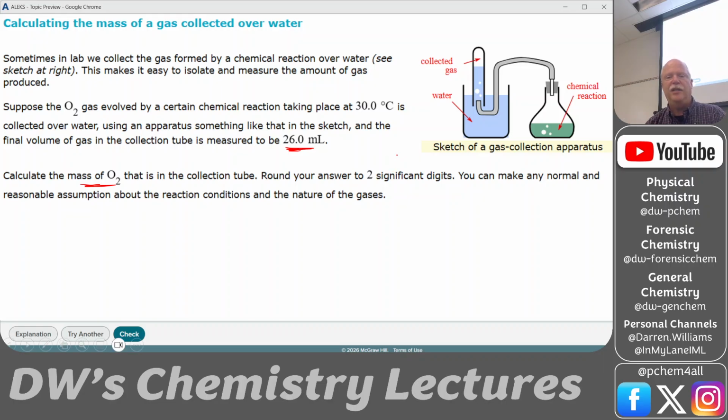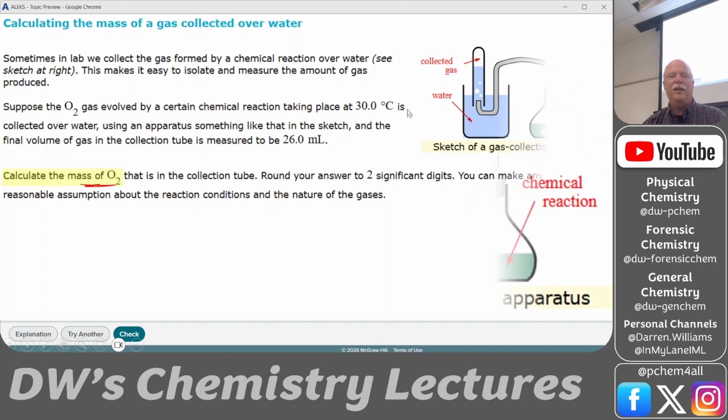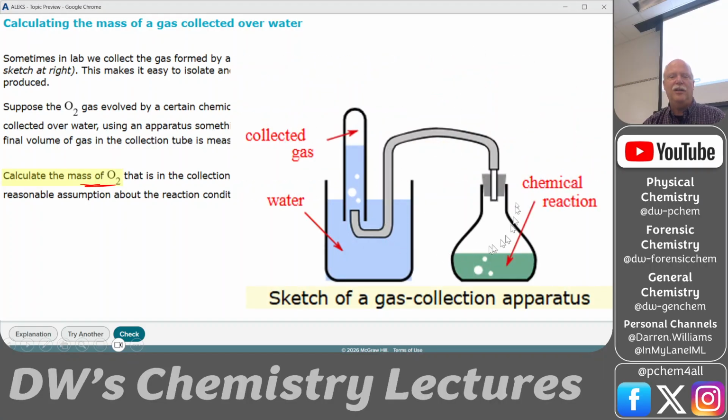Okay. And it says you can make any normal and reasonable assumption about the reaction conditions and the nature of the gases. That's kind of a loaded statement just thrown in there at the end. And so let's zoom in to see what we've got here. So here's our chemical reaction, and the products are bubbling up here, and we're collecting this gas. But in that tube up there, the total pressure in the room we're going to assume is 1 atmosphere, and that collected gas is O2 plus water, because we have the water vapor.